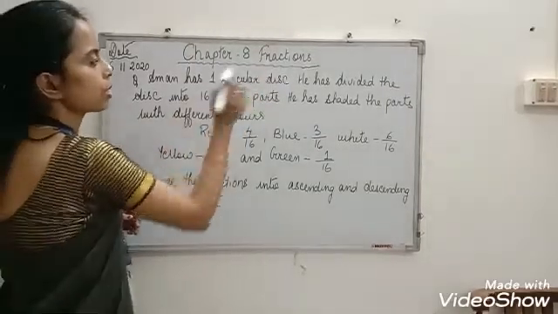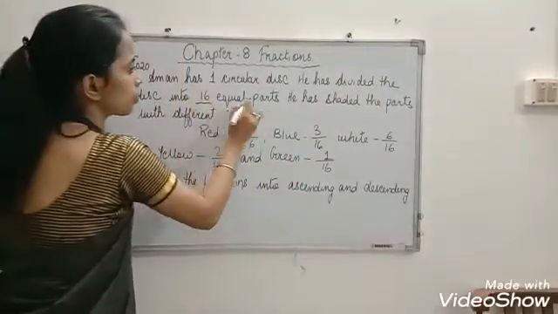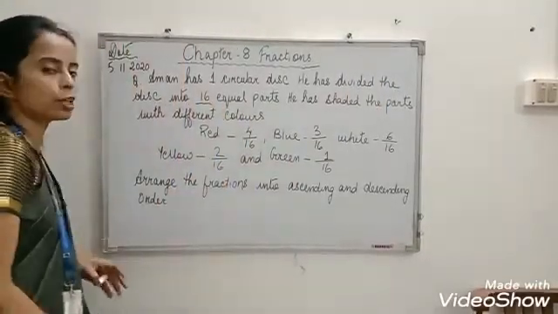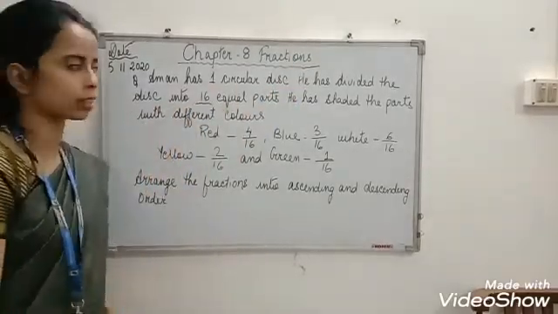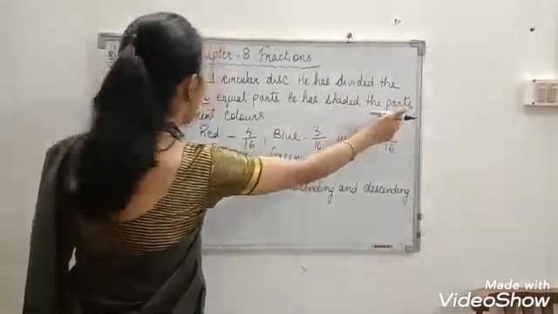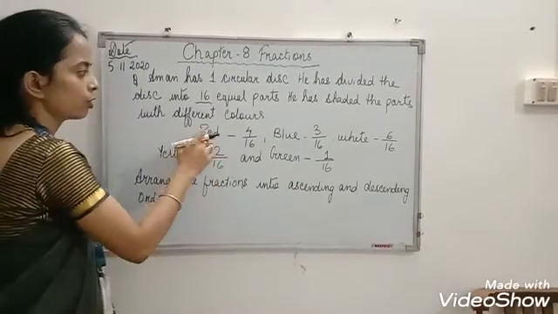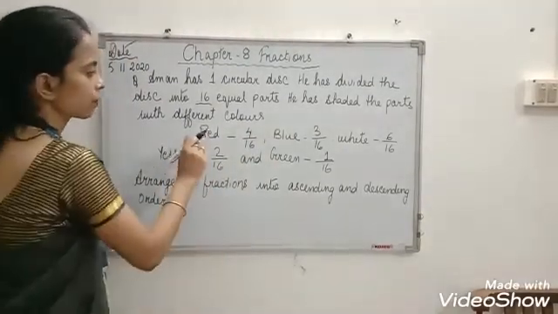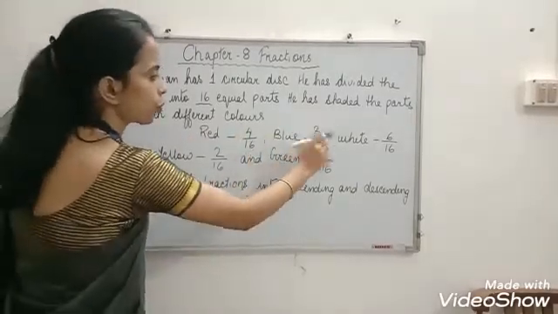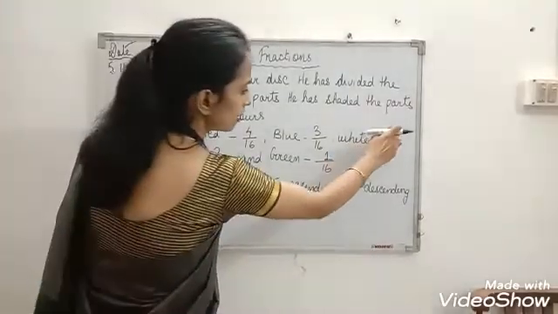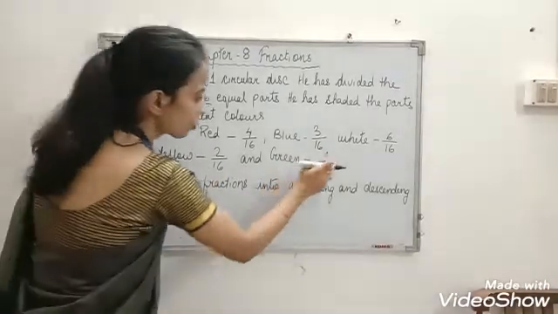Aman has one circular disc. He has divided the disc into 16 equal parts. He has shaded the parts with different colors. So, what are the colors he has given in that disc? Red, 4 by 16; blue, 3 by 16; white, 6 by 16; yellow, 2 by 16; and green, 1 by 16.